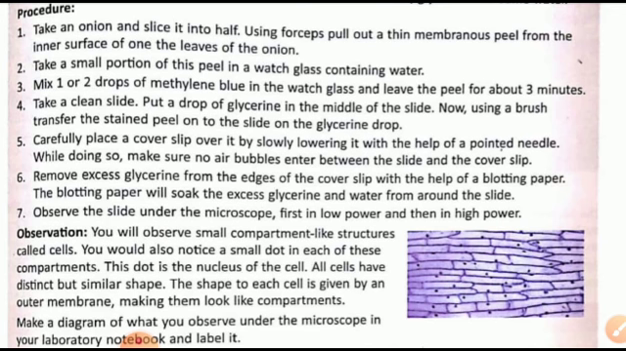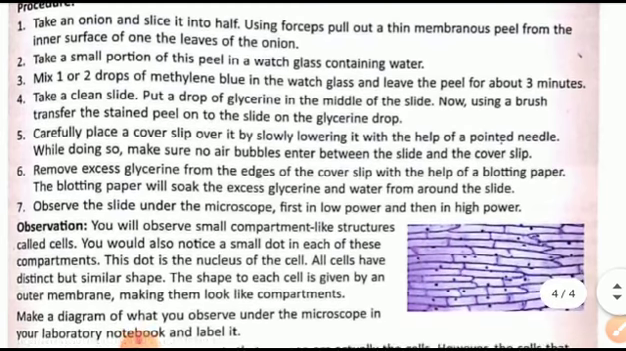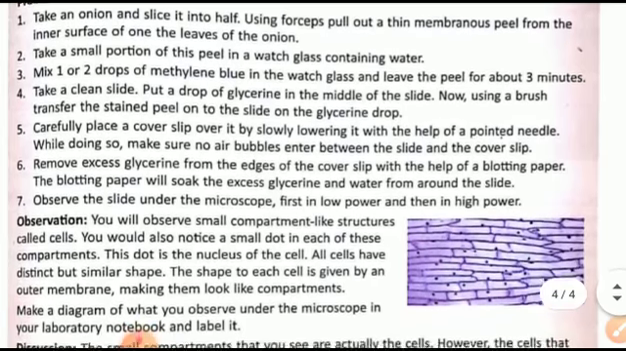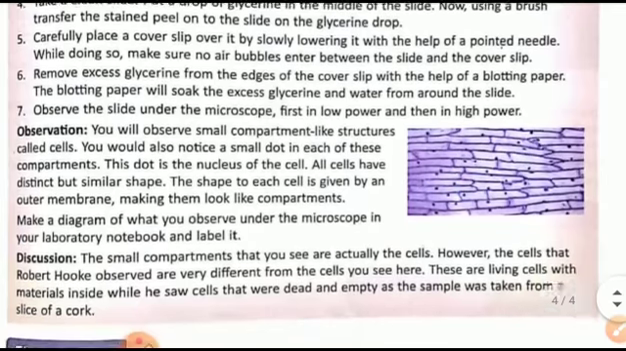Slide means a piece of glass. Put a drop of glycerine in the middle and slowly put the stained peel with the help of a brush, and then carefully place a cover slip, a small square glass piece, very slowly, lowering it with the help of a needle. While doing so, make sure that there are no air bubbles. If there are air bubbles, it will be difficult to see the compartments of the cells. Remove excess glycerine from the edges of the cover slip with the help of blotting paper, and then observe the slide under the microscope.